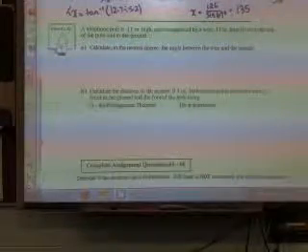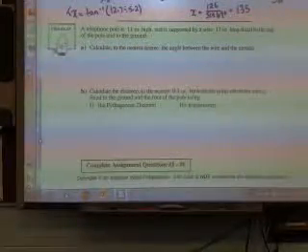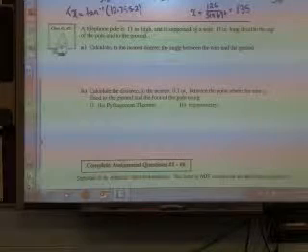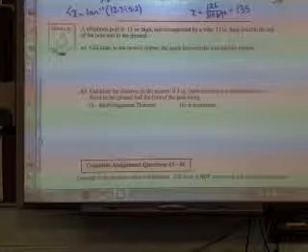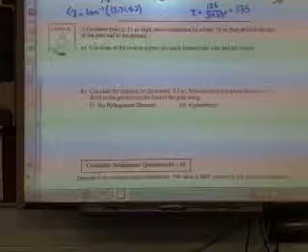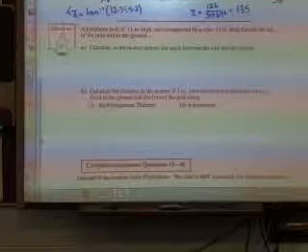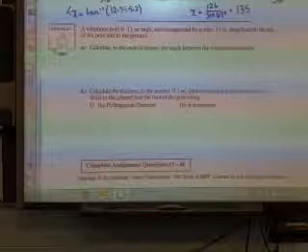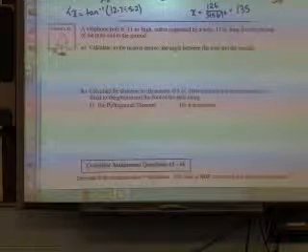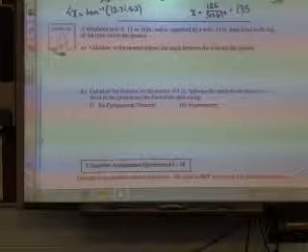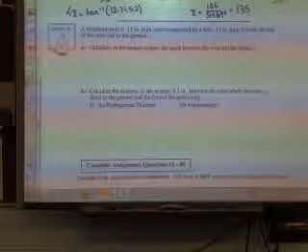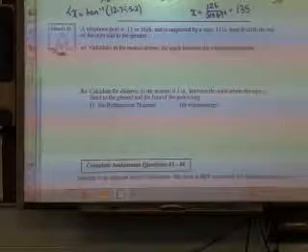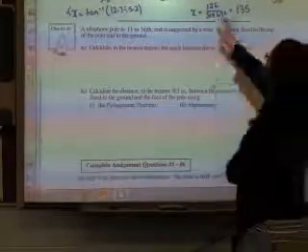Class example number 2. A telephone pole is 11 meters high and it's supported by a wire 13 meters long fixed to the top of the pole and to the ground. Calculate to the nearest degree the angle between the wire and the ground, and calculate the distance to the nearest tenth of a meter between the point where the wire is fixed to the ground and the foot of the pole. Before I start this question, what should I consider doing? Draw a diagram. I should sketch this out.